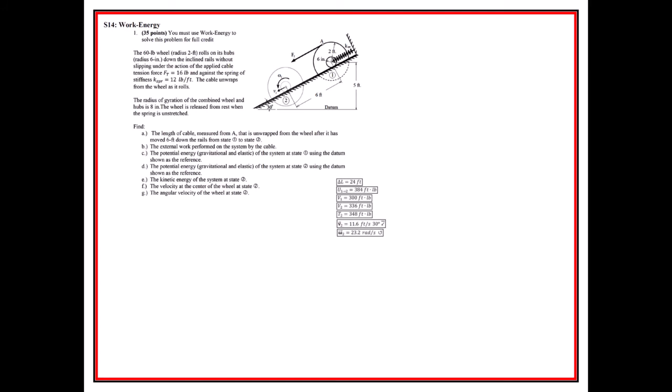But listen, it's work energy. They have a 60-pound wheel with a radius of 2 feet. And it rolls on its hubs, which have a radius of 6 inches, down the inclined rails without slipping under the action of an applied cable. So this cable is being pulled out. Somebody's doing a good job, and they're keeping the tension at 16 pounds. It's pulling against a spring that's 12 pounds per foot. I put them in pounds per foot instead of pounds per inch just to be a nice guy. The cable unwraps from the wheel as it rolls.